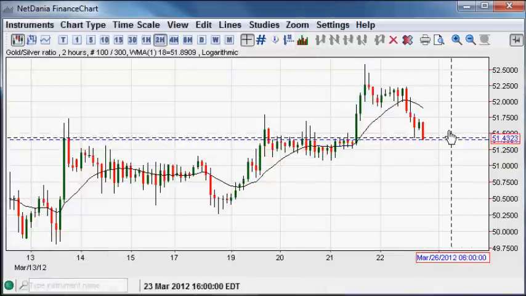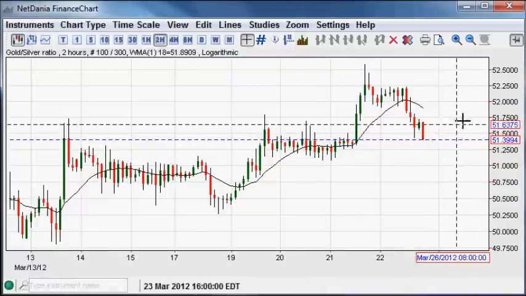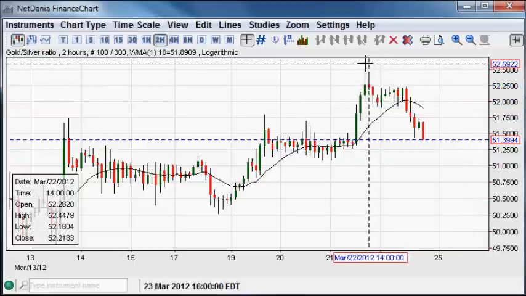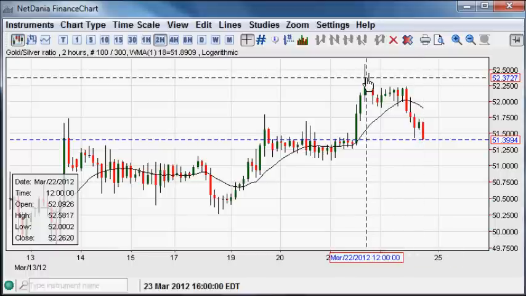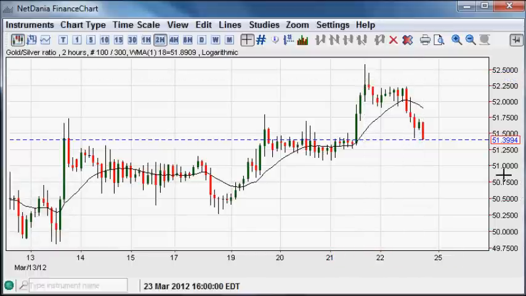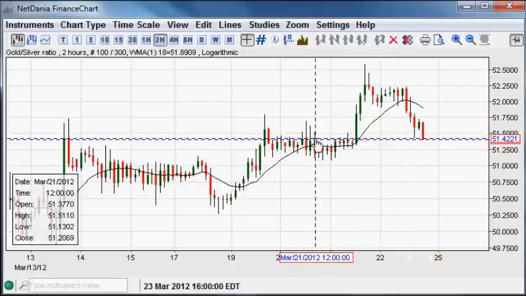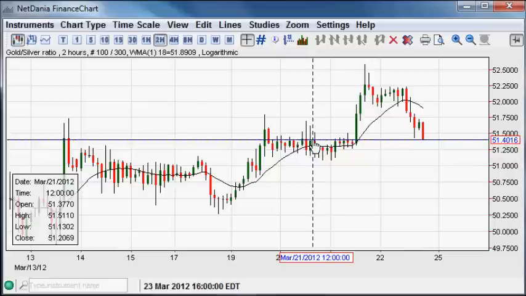So let's get started. We're looking at the 2-hour chart for the gold to silver ratio. It has retraced just a little bit in the last couple of days, as it managed to go to a high of 52.58. It's now currently trading at 51.40.